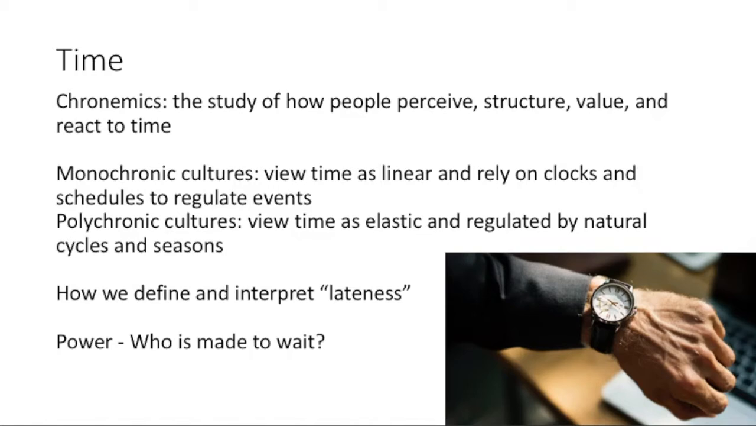Monochronic cultures view time as linear and rely on clocks and schedules to regulate events. Polychronic cultures view time as elastic and are regulated more by natural cycles and seasons. Our perception is also shaped by power relationships. It isn't, for example, considered too problematic when those in higher power positions, doctors, lawyers, or university instructors, make their patients, clients, or students wait. But that behavior wouldn't be acceptable the other way around.